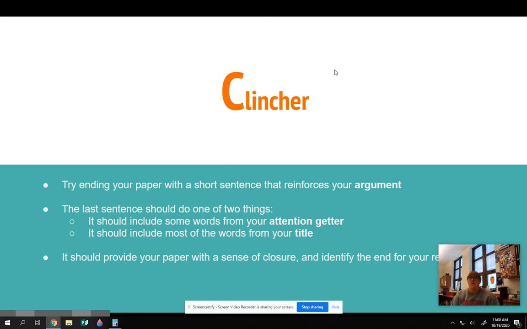So it should do one of two things. It should either include some words from your attention getter, or if you have a title to your essay, it should include some words from your essay. Just make sure that it's a really, really strong sentence. Make sure that it provides your paper with a sense of closure. We don't want people to wonder if maybe we stopped before we were done. We want to make sure that our reader knows that we're finished. We've laid out our argument. We've crushed that counterclaim, and now we're putting this to a close.